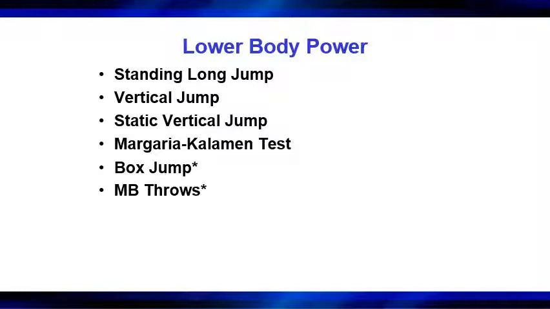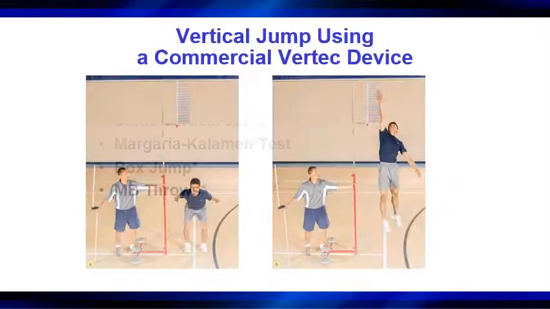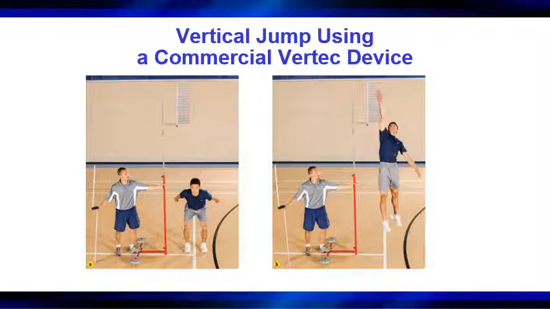And again, I give some other examples here. A box jump is another easy way you can test for lower body power. And then various types of medicine ball throws can work as well, particularly for the upper body. So here's just simply a vertical jump using a commercial, what they call a Vertec device. You can just basically measure the vertical jump through that.